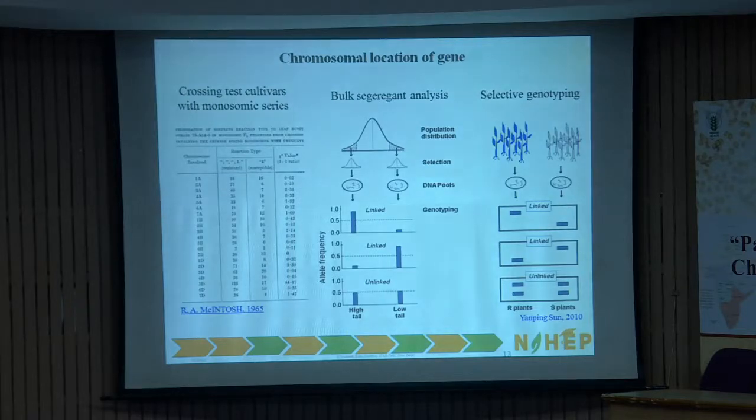What we can do is you can select 10 homozygous resistant and 10 homozygous susceptible lines, and you genotype them with 90K or 9K. Then you will get the genomic information. Then you put it together, and you can map it based on the polymorphism.